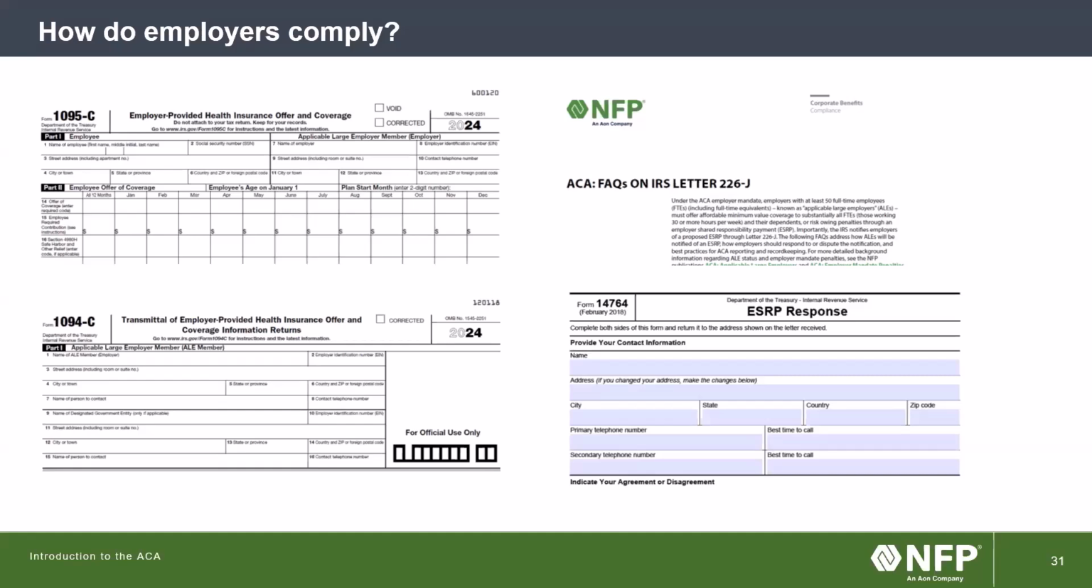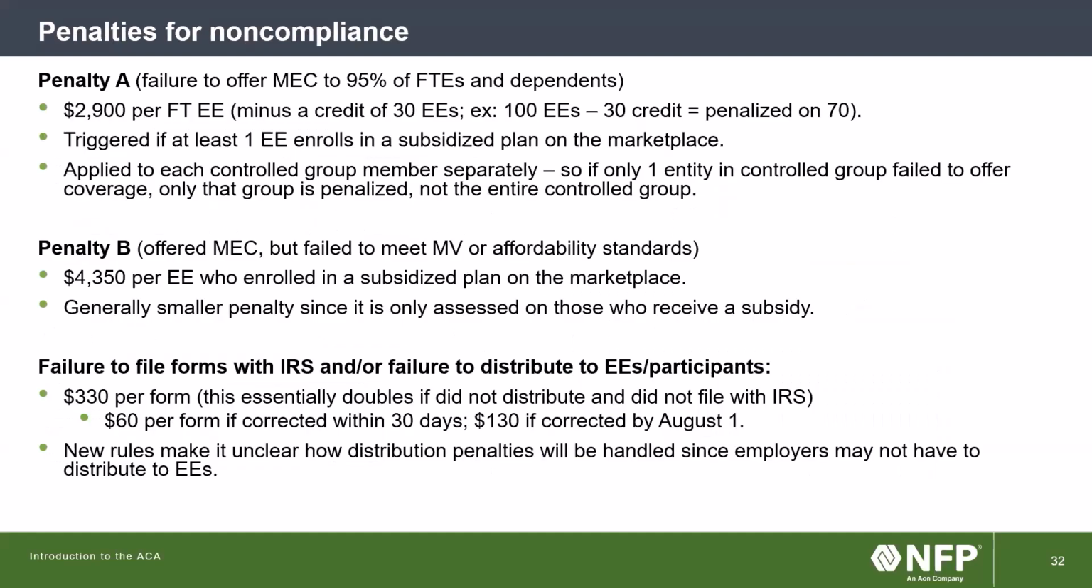Some of you may be unlucky enough to get one of these IRS 226J letters. That's essentially a letter from the IRS saying that you have an employee that enrolled in a plan on the marketplace and they received a subsidy. And so now you as the employer have to use Form 14764 to reply and say, we did offer coverage to substantially all employees and coverage was affordable, that kind of thing. So hopefully you haven't received these, but it definitely happens sometimes.